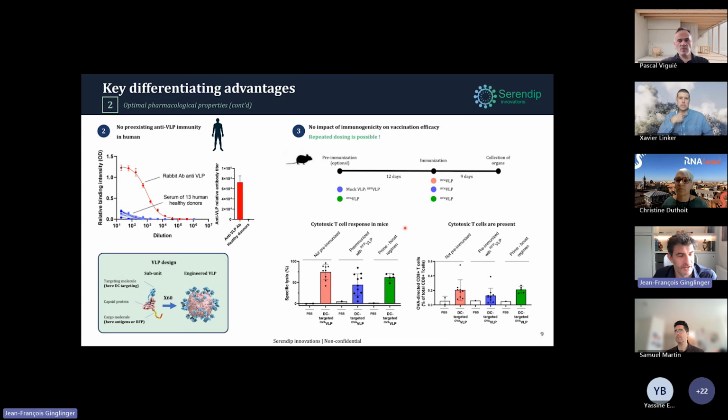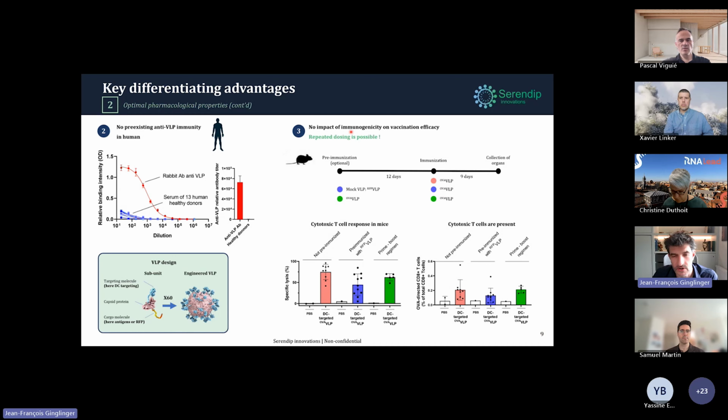And in this one, we showed that there is no pre-existing anti-VLP immunity in humans. We used the serum of 13 healthy human donors and showed that there is technically no previous anti-VLP immunity. This in red is the positive control. And then we moved on in vivo. So this is a very complex design. I will not go over it today because it would be way too long.